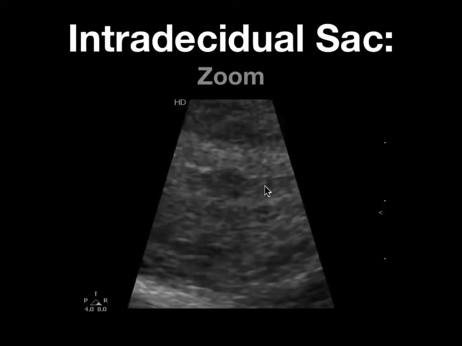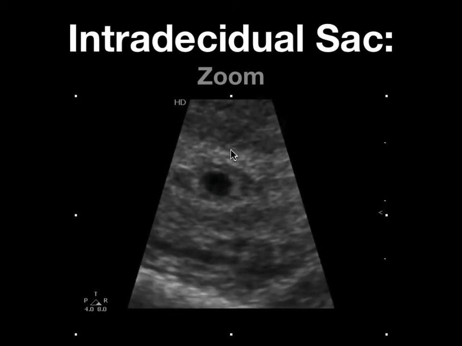Here we've got a closer look. Here you can see the endometrial stripe here. Here's the endometrium, and this is the myometrium here and here. So as we kind of sweep through, again you can see endometrial stripe, it's bowed a little bit here. You've got a decidual reaction, and here you've got this intradecidual sac.